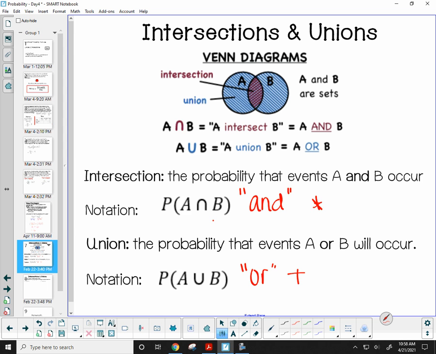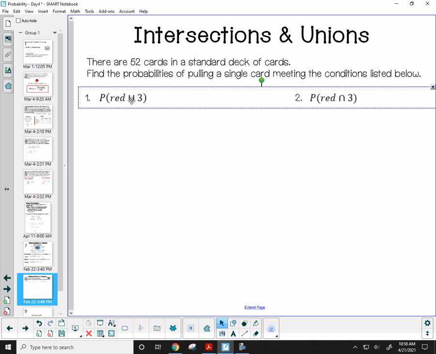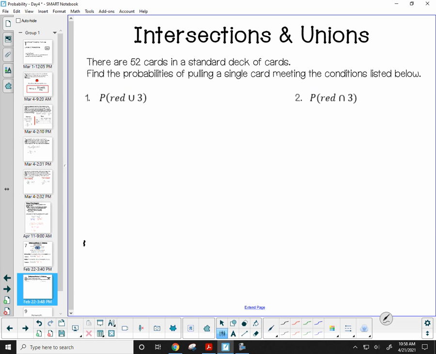So we're going to do two problems involving decks of cards. The first one says probability of red union 3. So union is going to be an OR problem, right? So we're using a deck of cards here. In your deck of cards, you have 4 suits: hearts, diamonds, clubs, and spades. The other numbers, well, you have an ace instead of a 1, 2, 3, 4, 5, 6, 7, 8, 9, 10. You have a jack, queen, and king. Okay, that's all in your deck of cards.